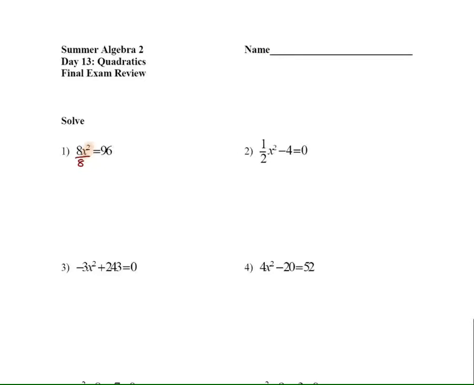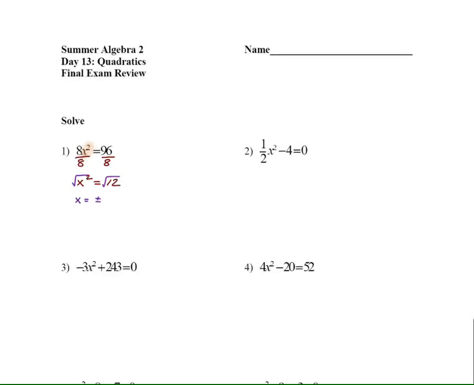So to use a square root, we first have to get x squared all by itself. So I'm going to divide both sides by 8. So what I get is x squared equals 12. 96 over 8 is 12. And then the reason why this is called square roots is because I take the square root of both sides. So if I take the square root of x squared, I get x.